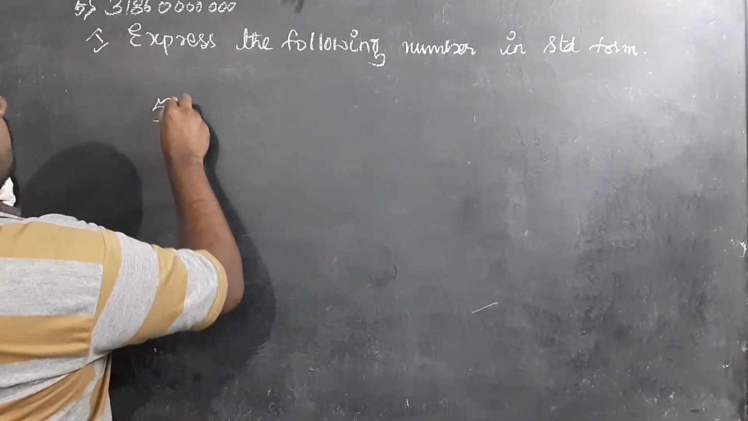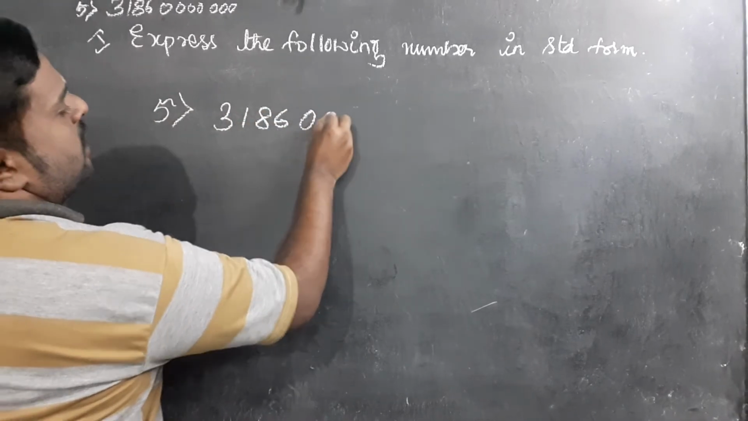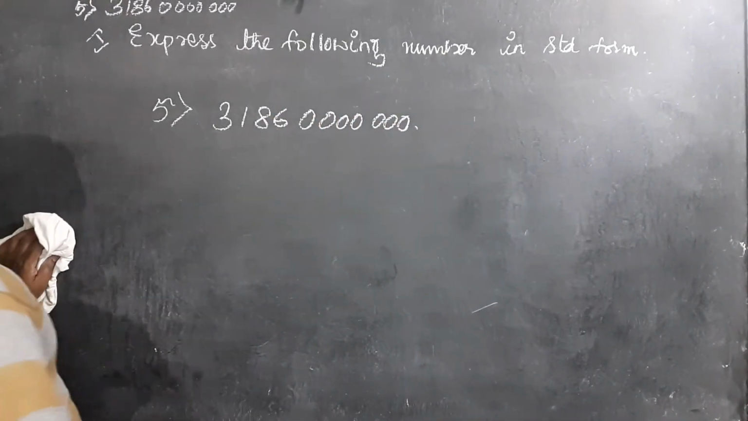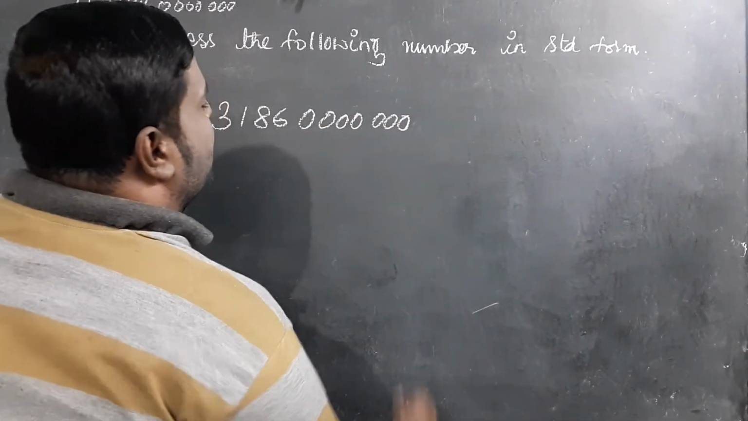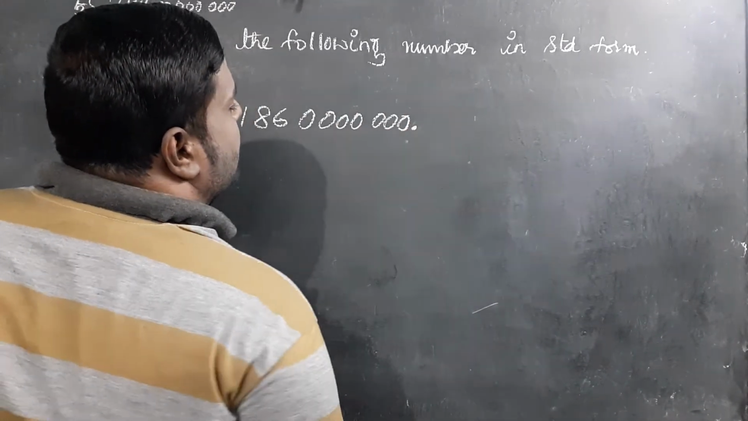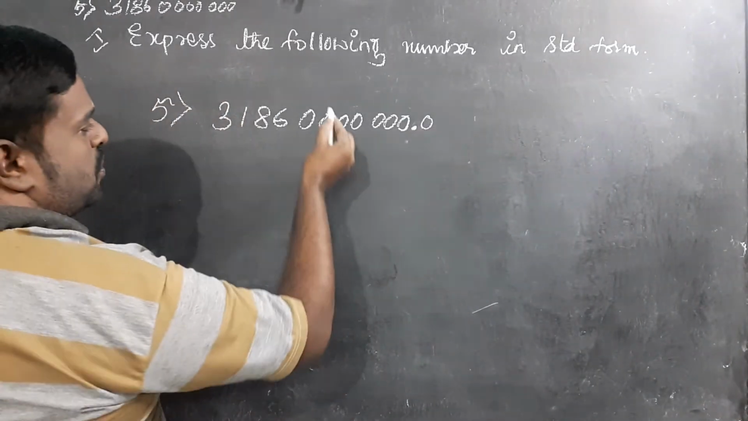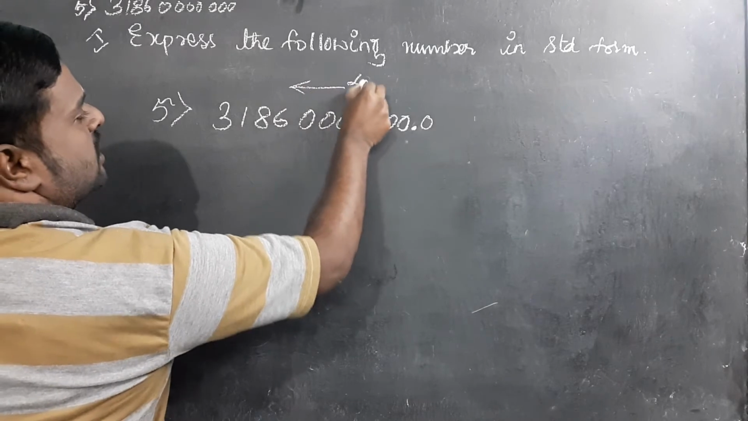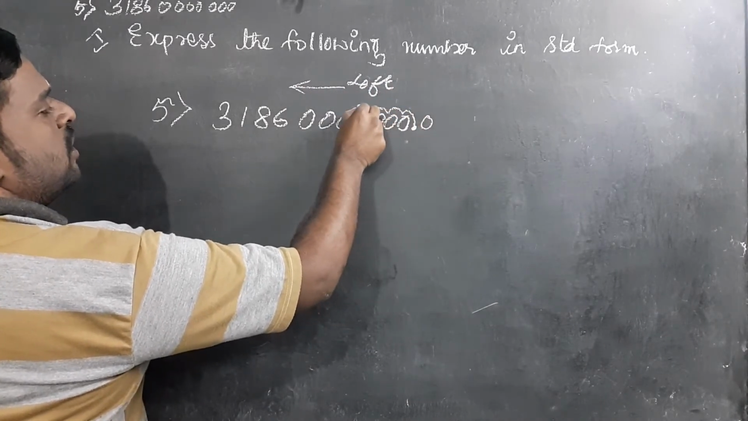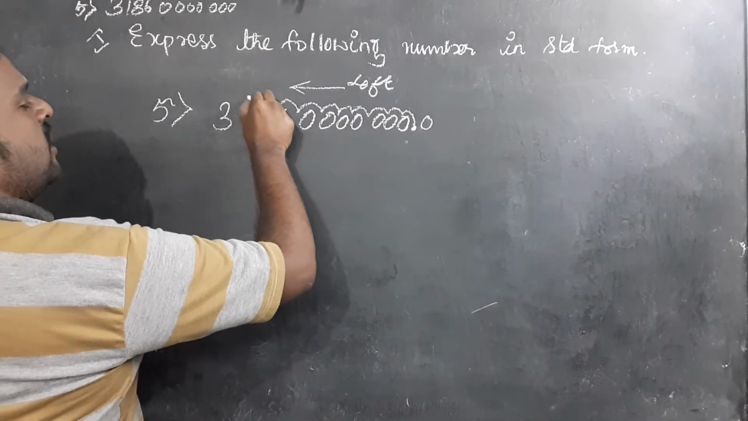Okay, fifth one. So, here what happens? 3186, followed by 7 zeros. Followed by how many zeros, students? 7. Sorry, followed by 7 zeros. Now what will you do? After the last zero, just have a point. So after point, you can take 0. Not an issue. Now look, I am shifting towards left. Now you are able to tell very clearly. Look at it. 1, 2, 3, 4, 5, 6, 7, 8, 9, 10.